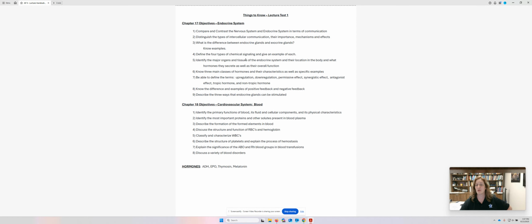Number 4, define the 4 types of chemical signaling and give an example of each. Number 5, identify the major organs and tissues of the endocrine system, their location in the body, what hormones they secrete, as well as their overall function. Folks, this bullet point right here, that's huge. Number 5, that is a lot of information in that one objective. You're also going to be going over that in lab. If you've already had lab and you're maybe retaking the class, you should have that information. I'm going to show you in the packet here how to help learn that content.